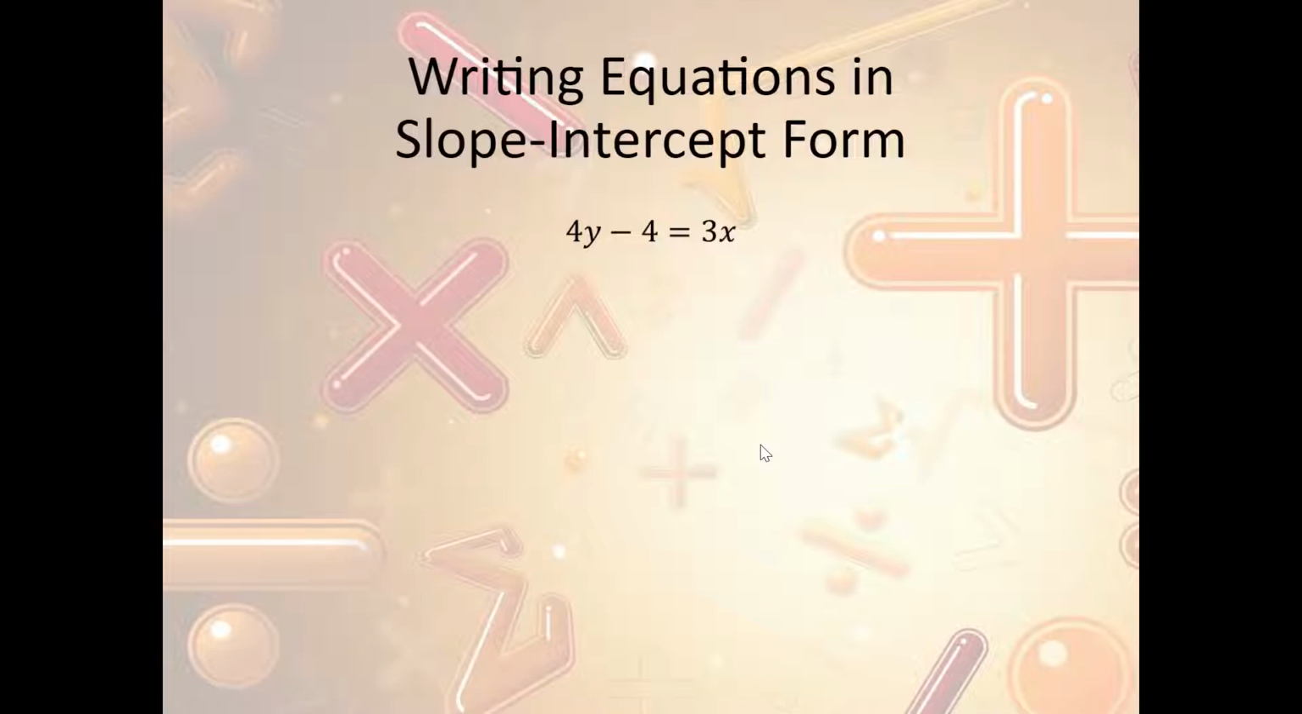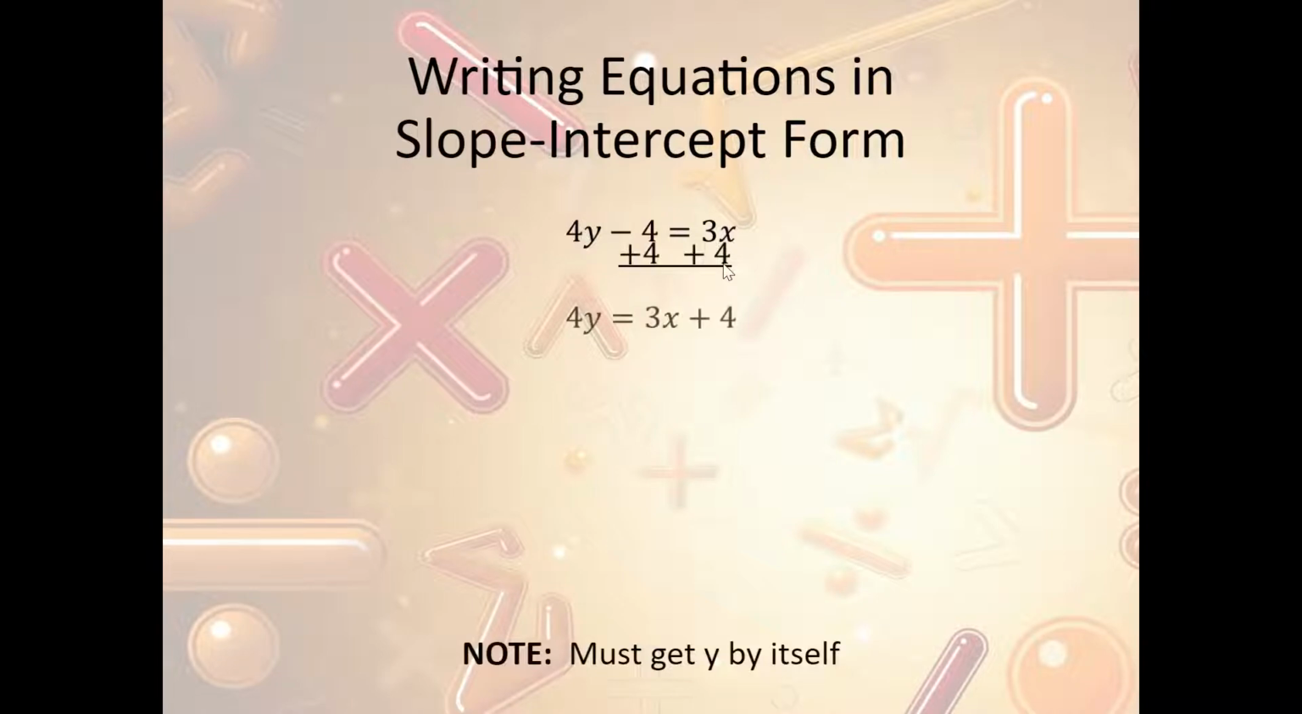One more example. We have 4y minus 4 is equal to 3x. Well, the x is already over here, so the only thing I got to get rid of is this 4 and this 4. So I'm going to get rid of this one first. So I do that by adding 4 to both sides, which leaves me with 4y is equal to 3x plus 4. Now I'm just going to get rid of this 4. This 4 is being multiplied by y, so I'm going to undo that by dividing. So I divide both sides by 4. And I get 3 divided by 4, which is just 3/4 x, and 4 divided by 4, which is 1. So I'm left with y equals 3/4 x plus 1.